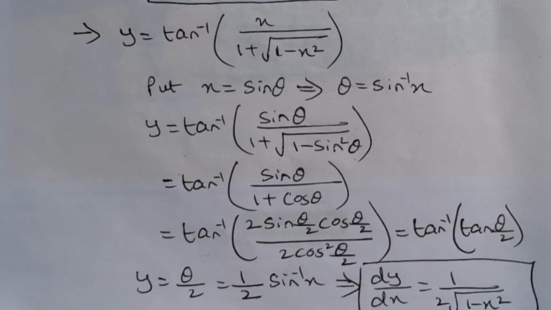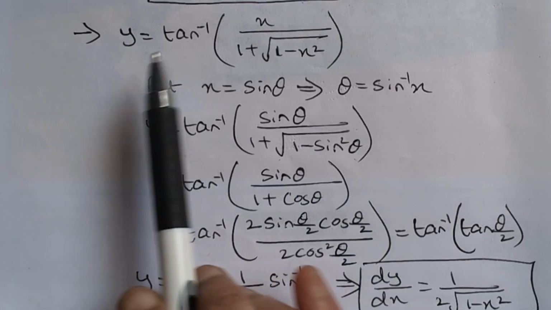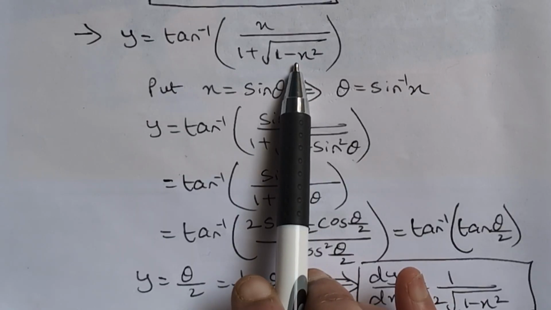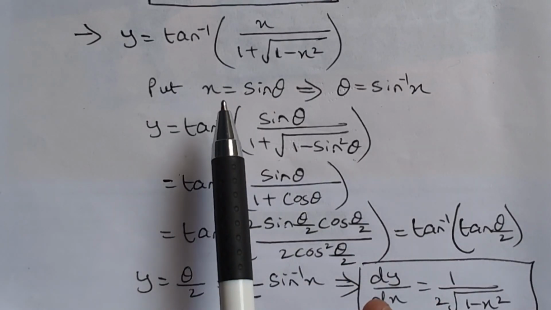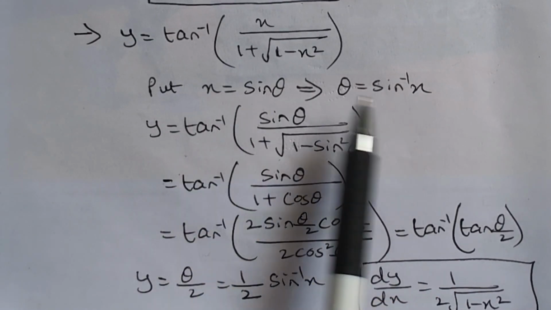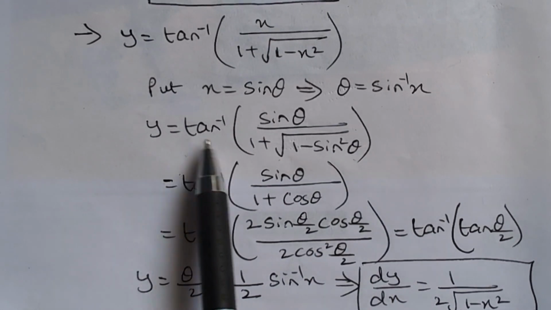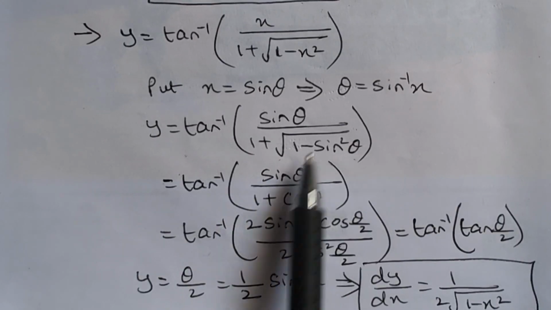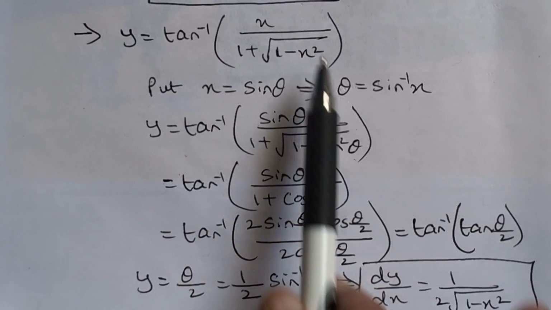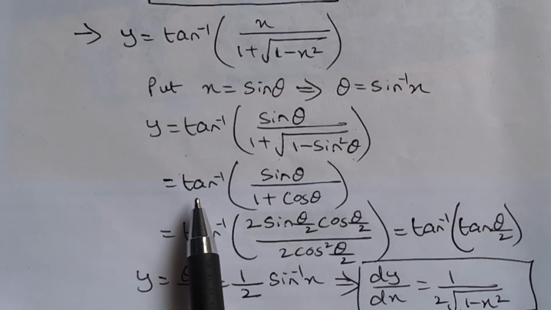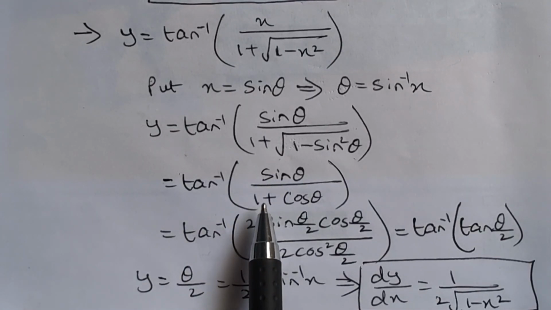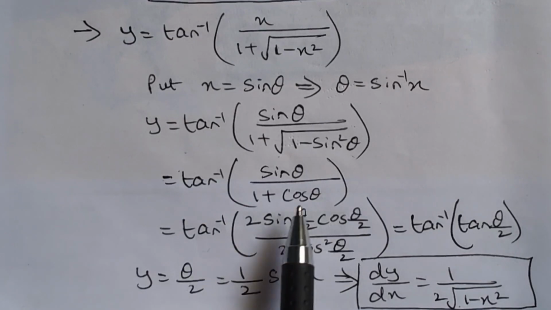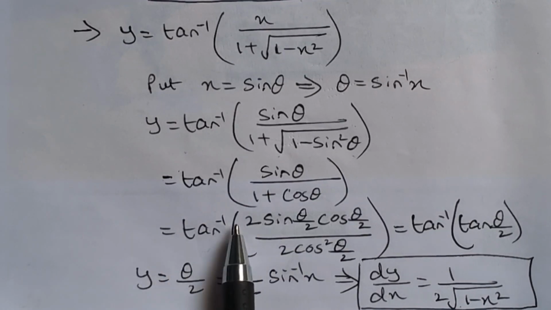Okay. Let's see the next question. y is tan inverse of x upon 1 plus root of 1 minus x square. We have to find dy by dx. Now here if we put x as sin theta, theta will be sin inverse x. So what will y be? y will be tan inverse, the numerator will be sin theta, upon 1 plus root of 1 minus x square, where x is sin theta, so x square will be sin square theta. Okay, so tan inverse of sin theta upon 1 plus root of 1 minus sin square theta, which is root of cos square theta, which will be cos theta.